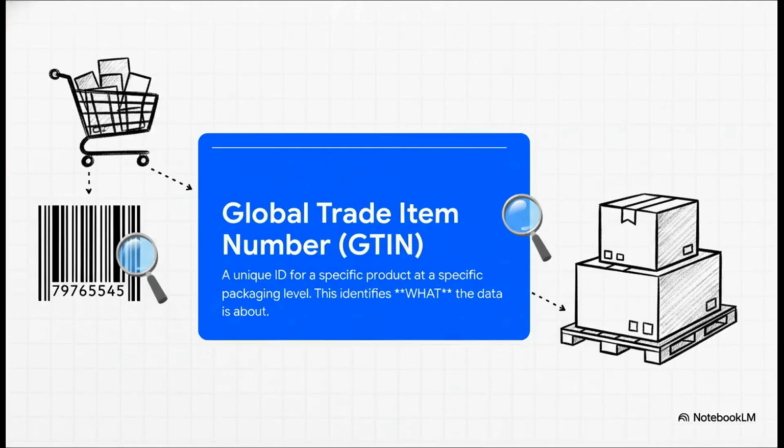Next, we have the Global Trade Item Number, or GTIN. This is the what. You probably know it as the UPC barcode number on pretty much every product you've ever bought. It's the unique ID for a specific item, whether it's a single can of soup, a case of 12 cans, or a whole pallet of cases.